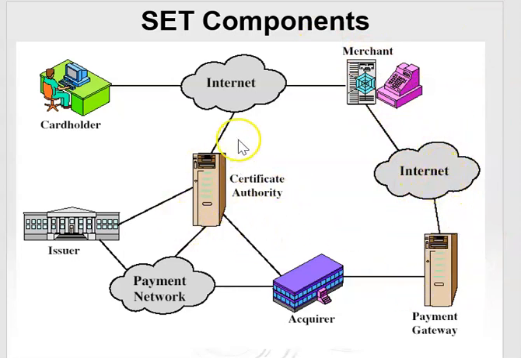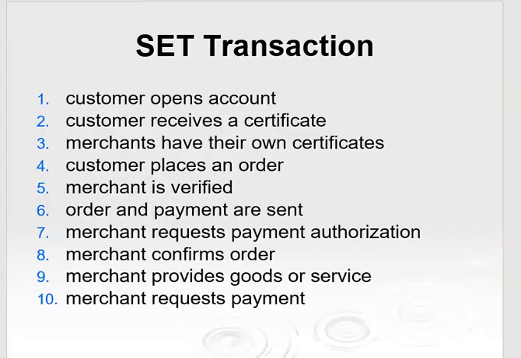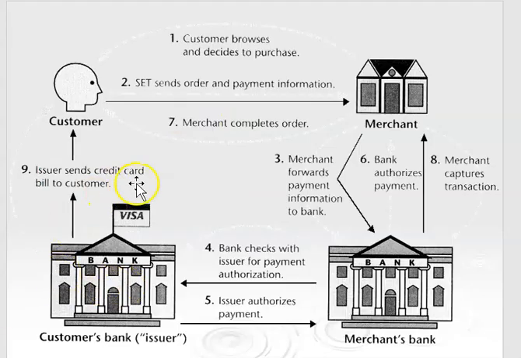Now there is a certification authority, which is used to issue X.509 version 3 public key certificates to the cardholders, merchants, and the payment gateway. So it is going to distribute this X.509 version 3 certificate. You can see there are many transactions listed in the SET operations, like the customer opens an account and receives a certificate. Let us see the scenario in which a SET transaction is carried out.